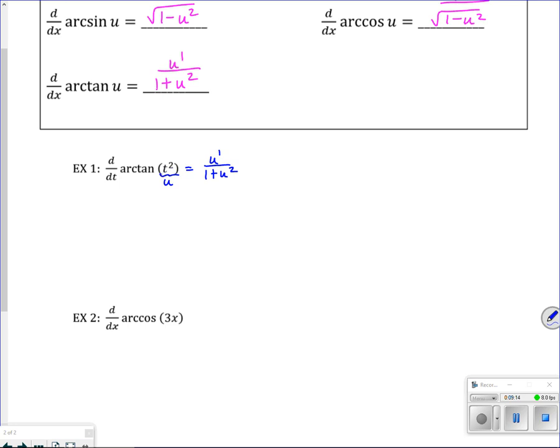So once I plug into that formula, then I would have 1 plus u squared, and then I'm going to have u prime. If u is t squared, that would be 2t. So what is my derivative? My derivative is 2t over 1 plus t to the 4th. And there's my derivative. Let's keep going.